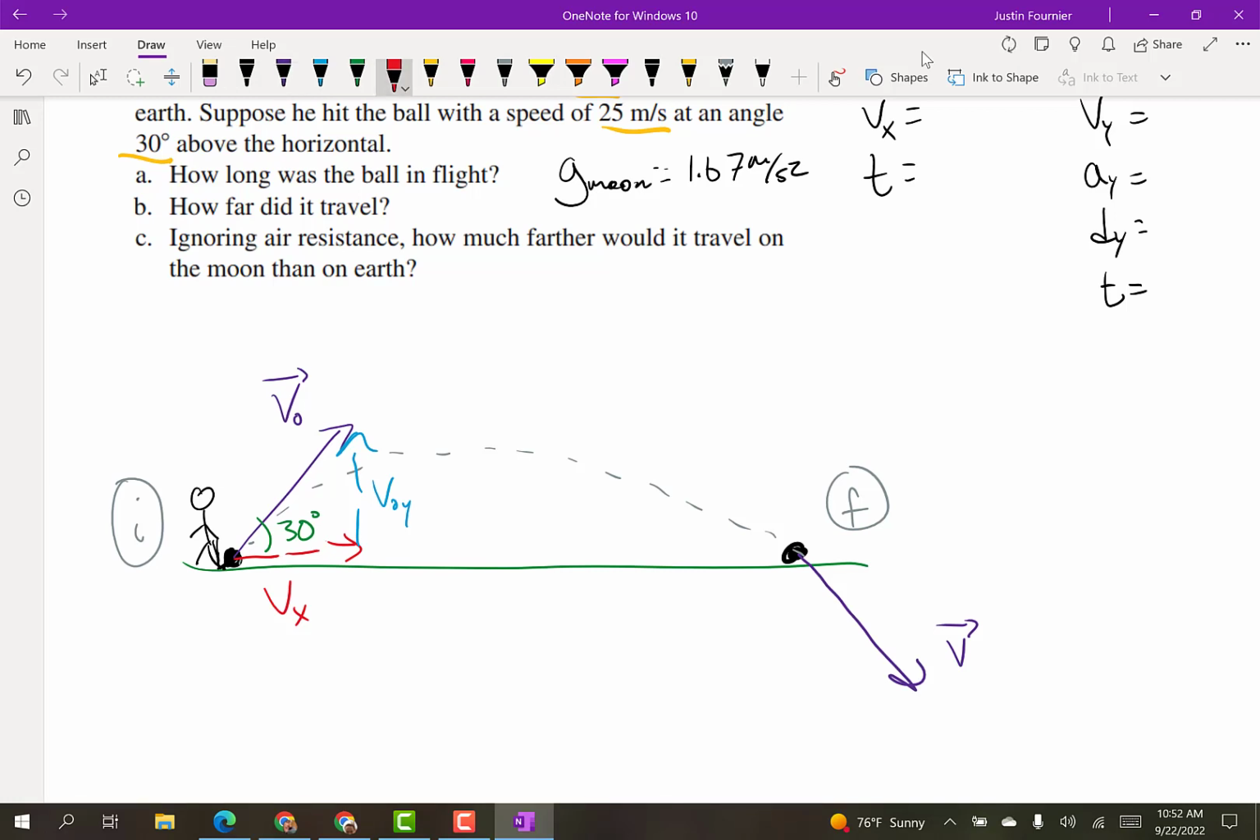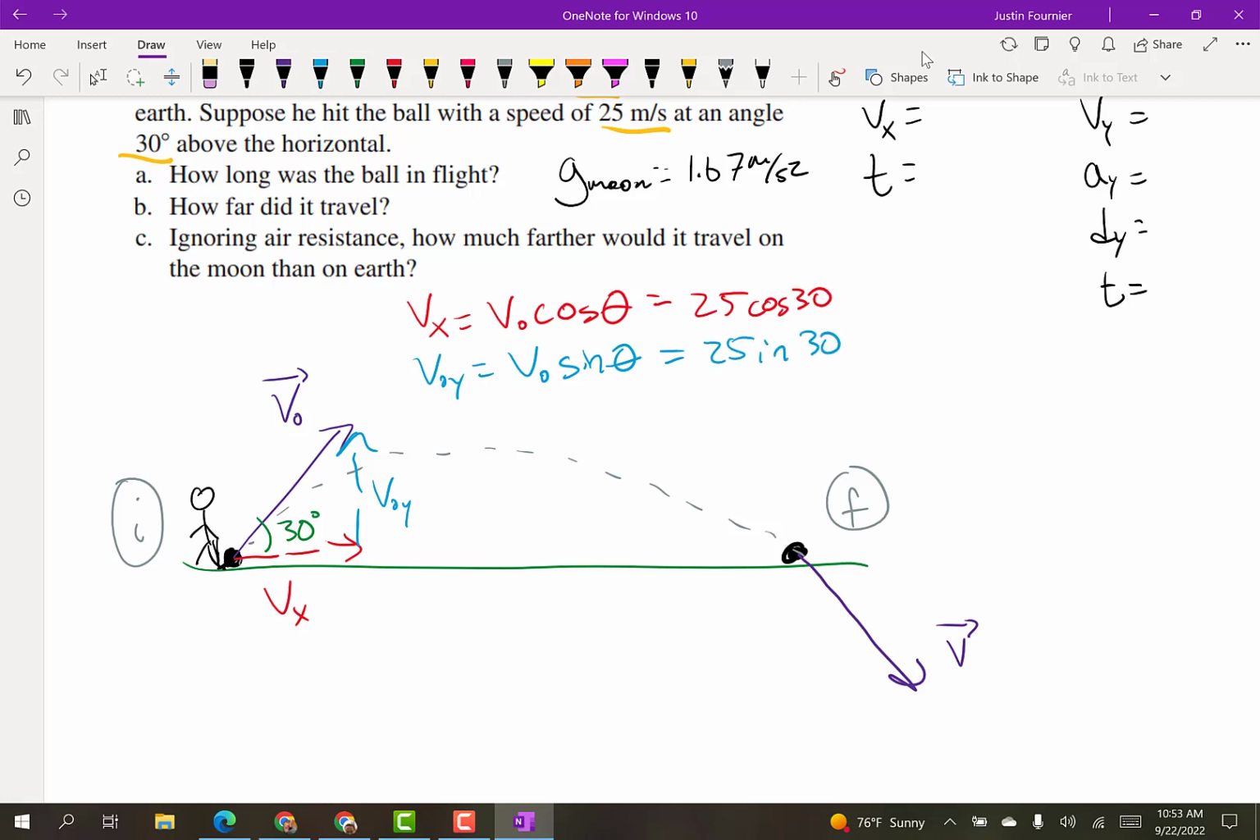So I'm going to cut to the chase here. You can do the trigonometry if you'd like, but let's do the x first. So for vx, it's going to be v naught cosine theta. And for v naught y, it's going to be v naught sine theta. So the convention is going to work, and you can double check that for yourself. So vx is 25 cosine of 30, and v naught y is 25 sine of 30.